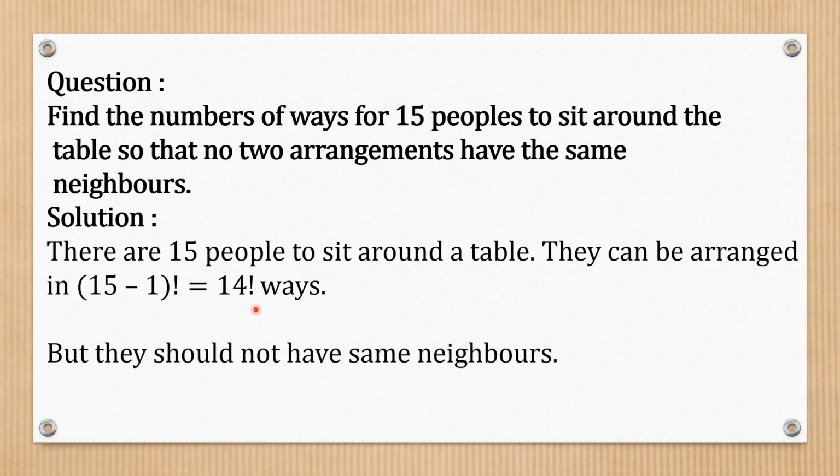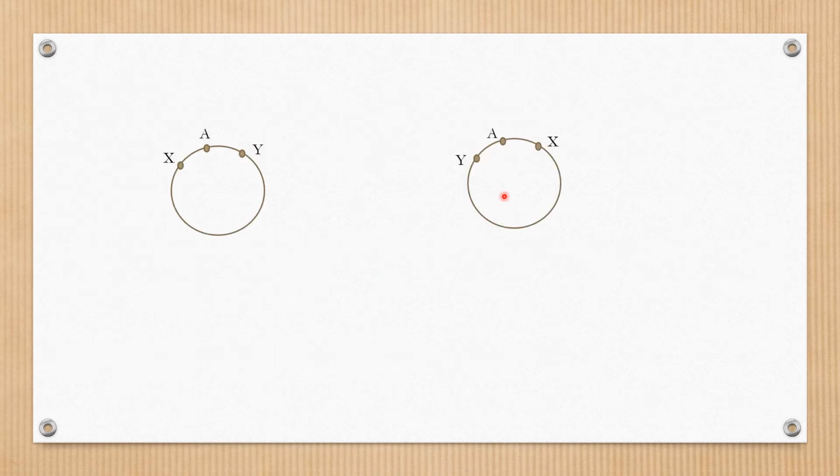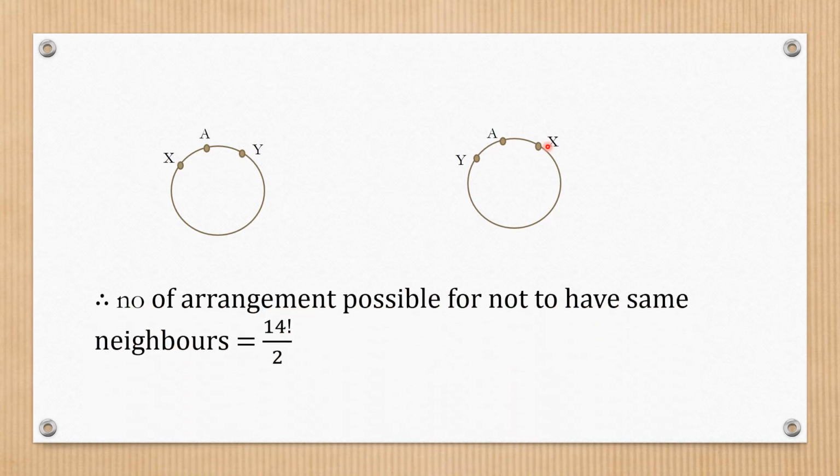Okay, but they should not have the same neighbors. So we can arrange in this manner also: a particular person A, then X and Y, and in the second diagram we have A, and we have changed the neighbors to Y and X. Therefore, the number of arrangements possible for not having the same neighbors is equal to 14 factorial upon 2.